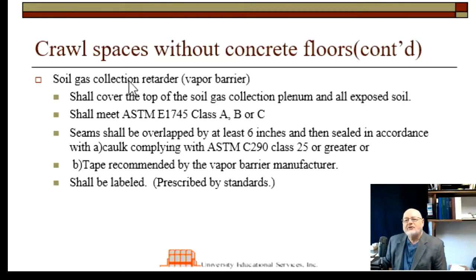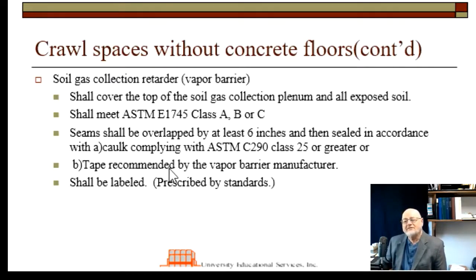And to go on a little bit further, we talk about the vapor barrier, and you'll notice the type of vapor barrier to be used has to meet these requirements, and really you won't have any trouble in meeting these requirements. You probably have those kinds of rolls of plastic available. And as we've seen before, the seams will be overlapped by at least 6 inches and then sealed in accordance with a caulk, complying with this ASTM, and I'm sure you have that caulk. Or you can use tape to fasten the seams together. Tape recommended by the vapor barrier manufacturer.